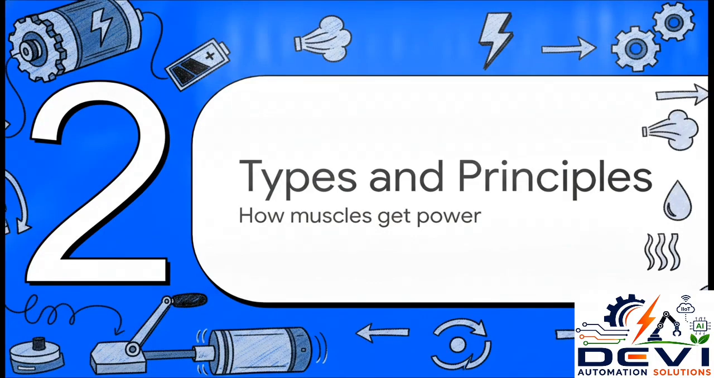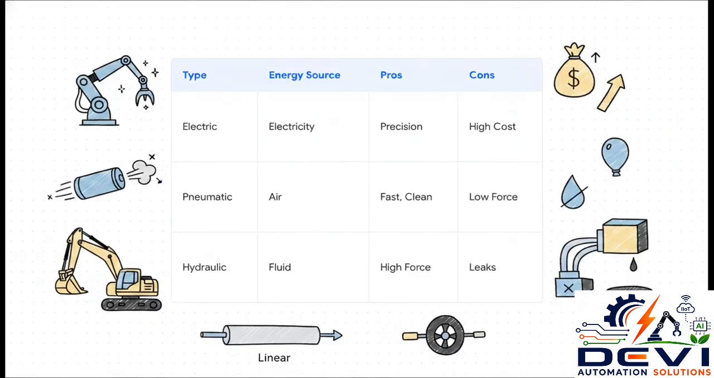Section 2, actuator types and principles. Now, what's really interesting about this slide is the trade-offs. Engineers have to choose the exact right muscle for the job. First up, we've got electric actuators. These run directly on electricity, and their biggest pro? Insane precision. If a robotic arm needs to stop at a microscopic point, electric is for sure the way to go. But they do have a higher initial cost.